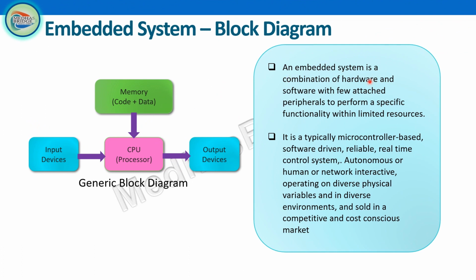An embedded system is a combination of hardware and software with a few attached peripherals to perform a specific functionality within limited resources. It is typically a microcontroller based, software driven, reliable, real-time control system. Autonomous or human or network interactive, operating on diverse physical variables in diverse environments, and sold in a competitive and cost-conscious market.